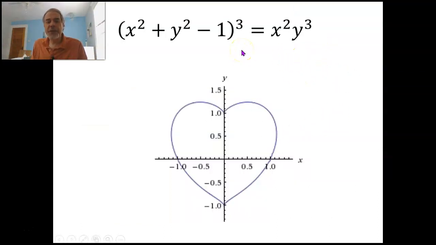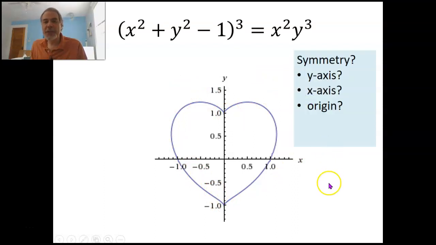How about this equation? You can keep this one in mind for Valentine's Day. (x squared plus y squared minus 1), and then the whole thing cubed, equals x squared times y cubed. The graph of this equation is this heart shape. What symmetry do you see?